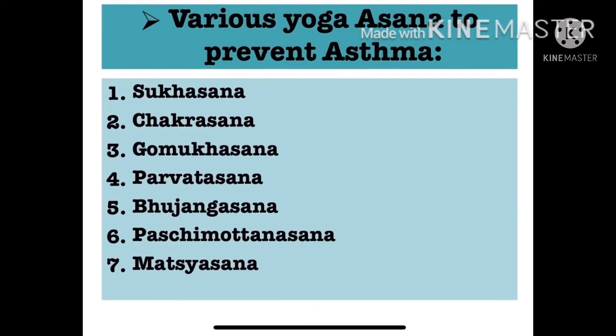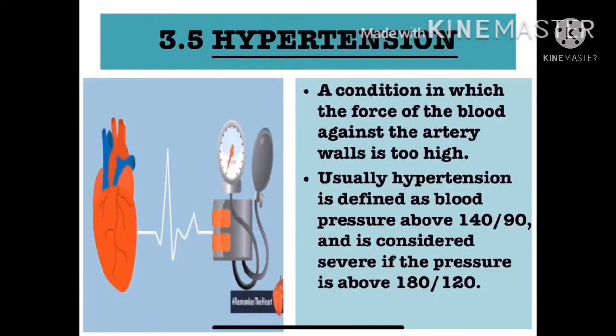The various asanas to prevent or cure asthma are Sukhasana, Chakrasana, Gomukhasana, Parvatasana, Bhujangasana, Paschimottanasana, Matsyasana. So the next common health problem in human beings is hypertension.